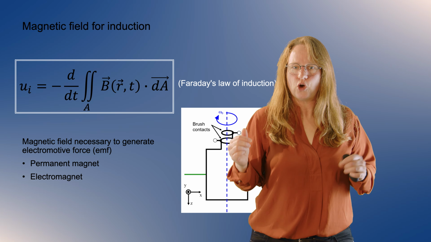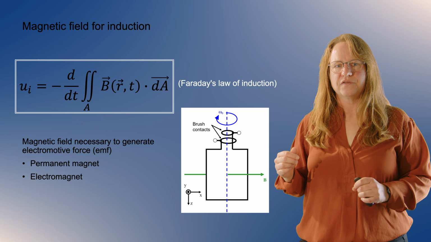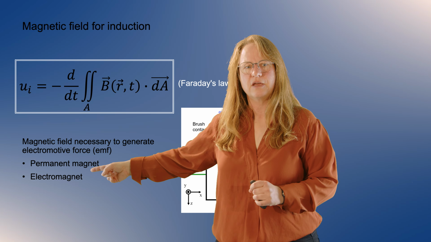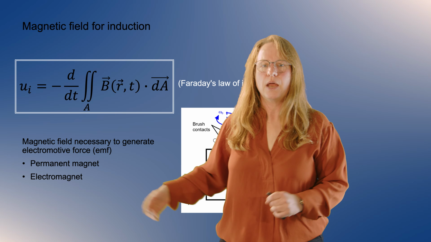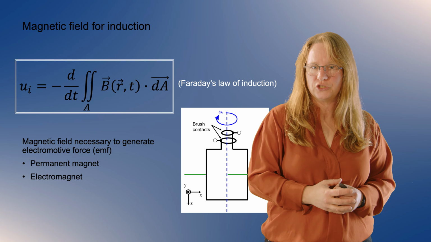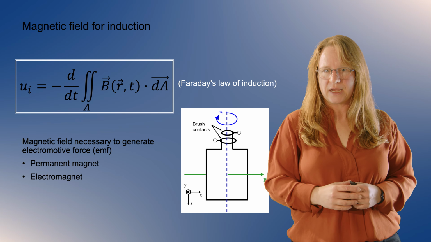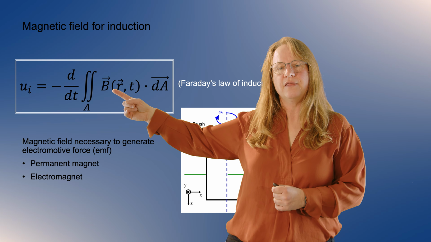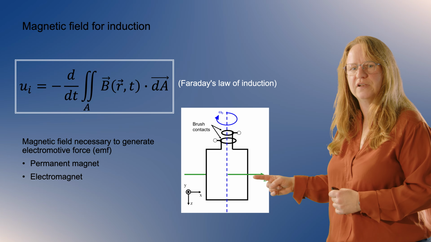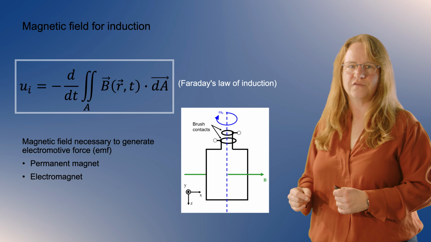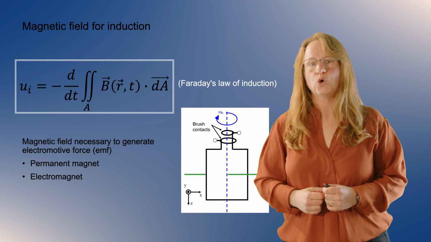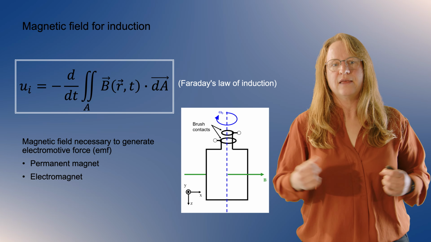So for the different options that we have to generate the magnetic field, the first one obviously that we can think about is to use permanent magnets. And permanent magnets are one option that is used in wind turbines also. So you can use permanent magnets in order to generate this magnetic field. So permanent magnets is option one to generate the magnetic field.